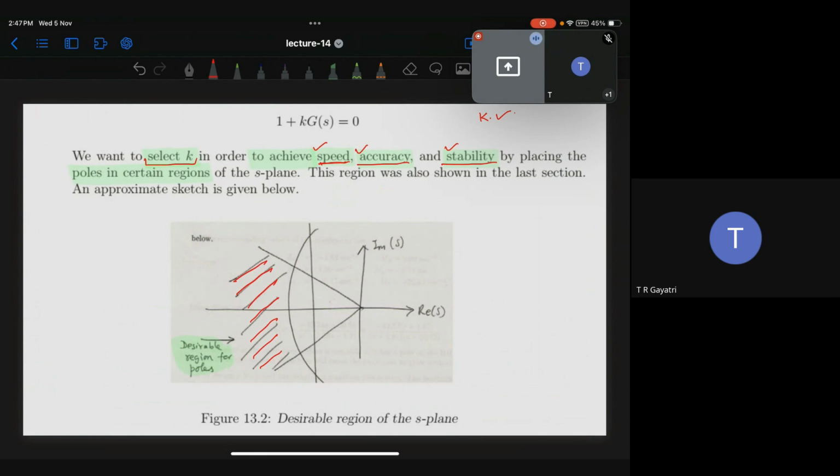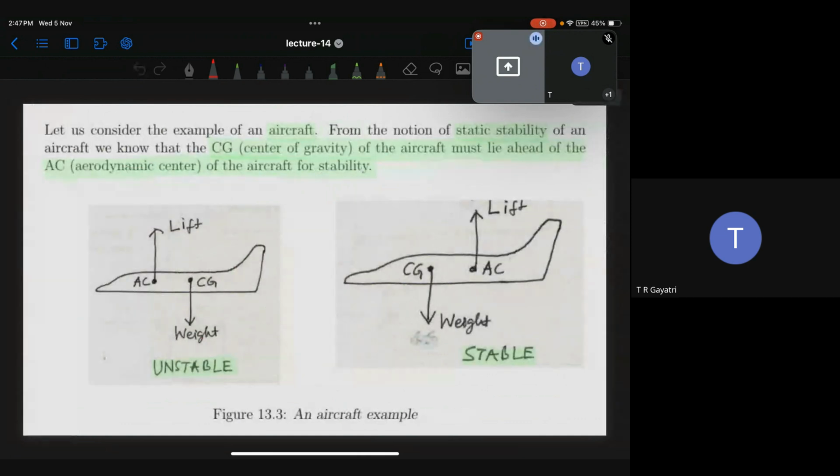The main aim of this controller design is to meet these objectives, or to place your poles in a particular region of interest, something like this. In that way you want to choose your k. This is the main aim of any controller design. For example, see here in this aircraft example, in aircraft, something called static stability.